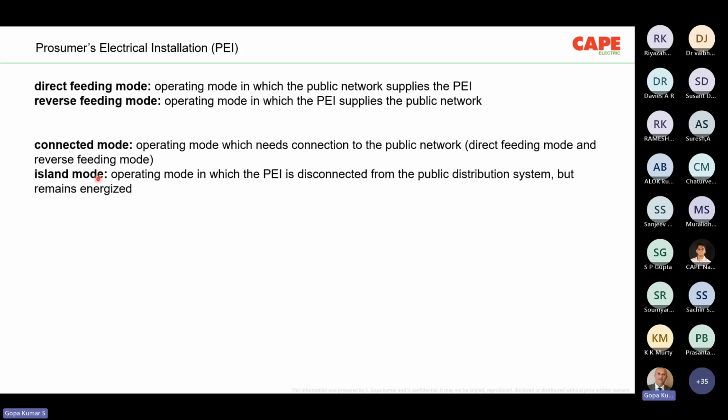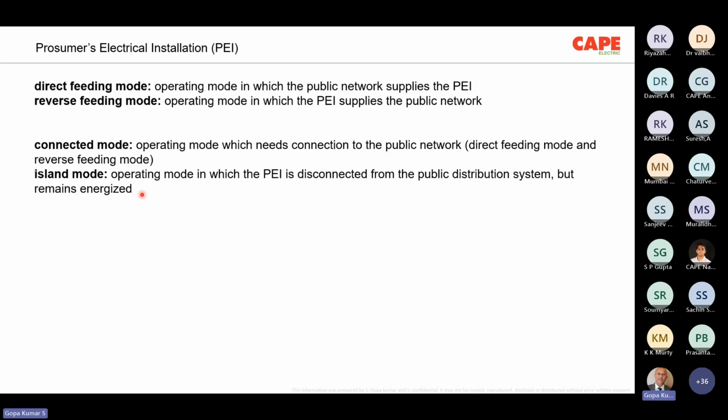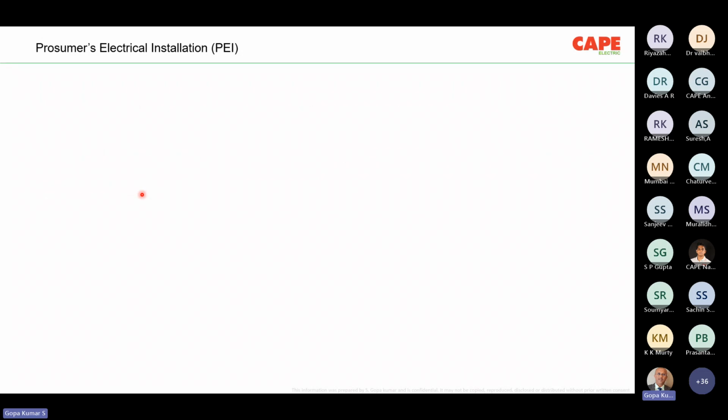Whereas in island mode, the operating mode in which the PEI is disconnected from the public distribution network but remains energized. That means the localized source is energizing that particular part of the prosumer electrical installation, and the system is working without a connection to the distribution network. So two modes, connected mode and islanding mode. Also important to understand individual PEI, collective PEI, and shared PEI, connected mode as well as islanding mode.